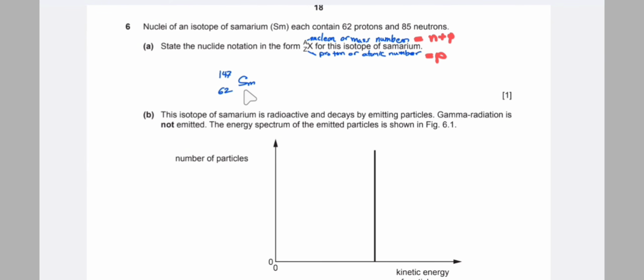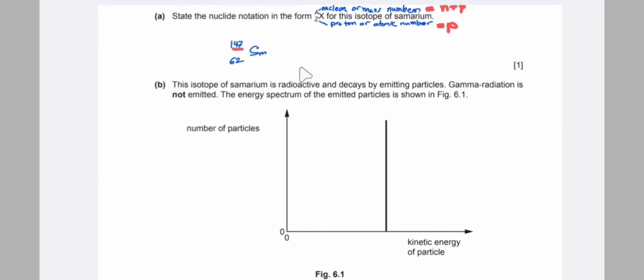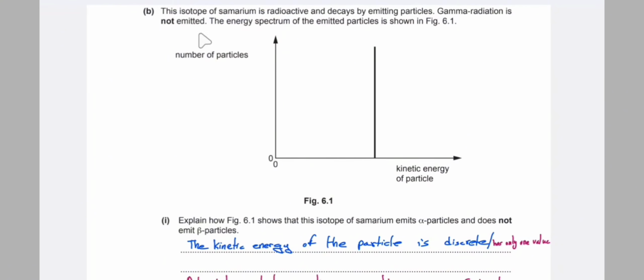So Sm is our symbol for the element, and A is protons plus neutrons. Proton plus neutron is 147. If we add these values, we get 147. And what is the proton number Z? The proton number is 62. So this is the nuclear notation for this element.